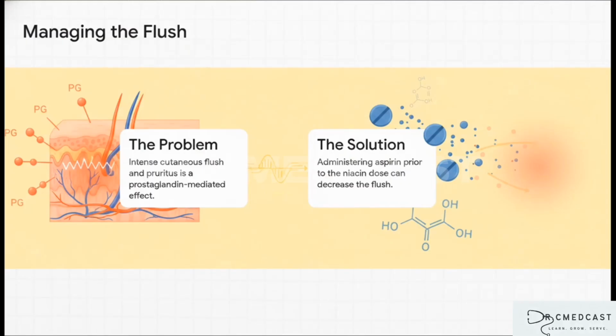Okay, exam pearl alert. This is a classic question. The biggest, most famous side effect of niacin is this really intense skin flushing and itching, and it's all driven by prostaglandins. So, what's the clinical trick? It's simple. You have the patient take an aspirin about 30 minutes before their niacin dose. The aspirin blocks the prostaglandins and, poof! The flush is way, way less.